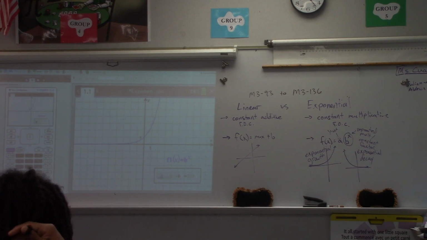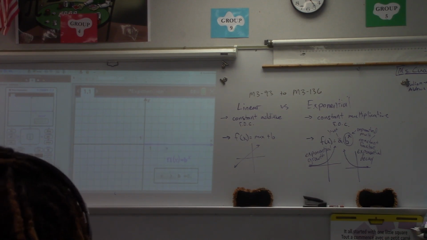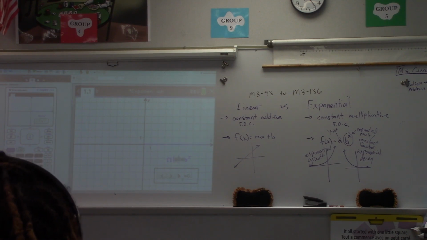Well, when do you think it's going to stop growing? When it gets to 0? Okay, there's 1.1. There's 1. When is it decaying? When it's below 1. Do note, I cannot go below 0. If b becomes 0, it is no longer an exponential function.